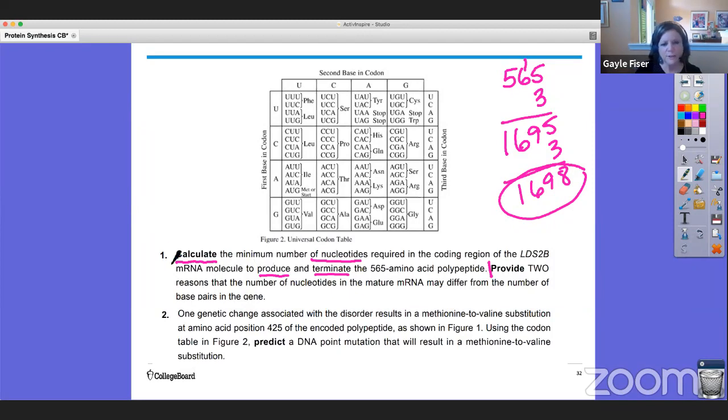Okay, so what did you think about? Did you think about when we cut out the introns? Right, we cut them out. So there were introns in the DNA. So that would be a difference.